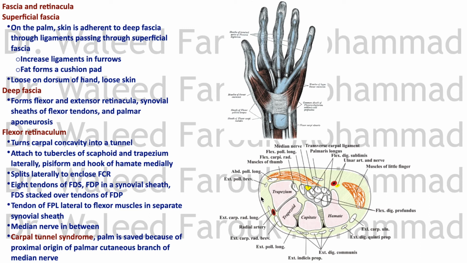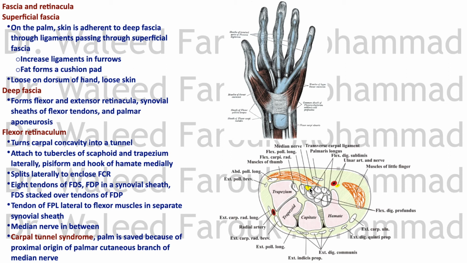Eight tendons of flexor digitorum superficialis and profundus are stacked in the canal. Remember, the superficialis is in two sheets: the middle two for the middle and ring fingers, and the lower two for the index and little fingers. But the four tendons of flexor digitorum profundus are arranged in a linear, flat manner. The tendon of flexor pollicis longus is lateral to the flexor tendons, as you can see here.